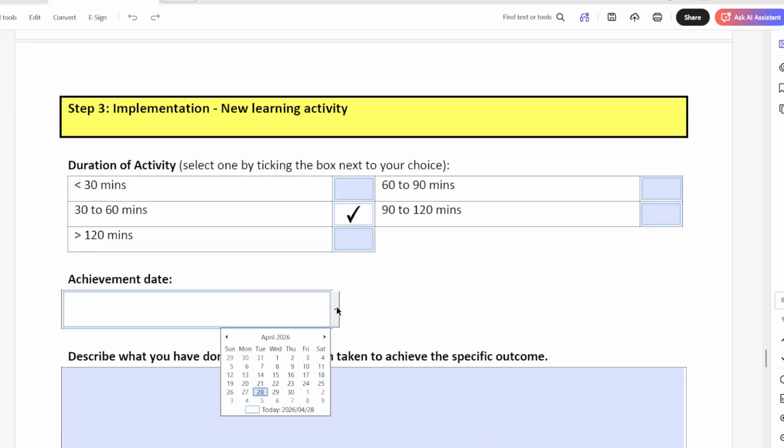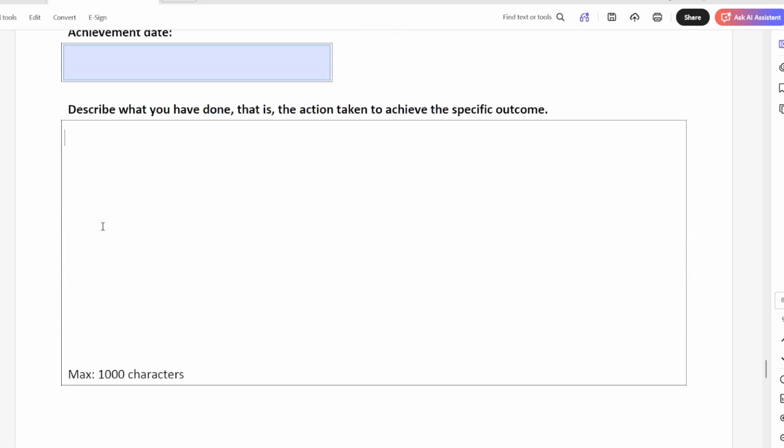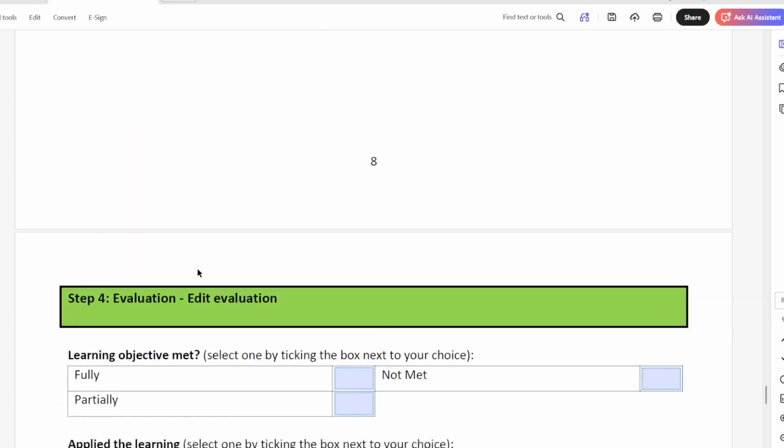The achievement date can be the same as the end date. Maybe use the date where you are loading the CPD. Like today is the 28th of April, then choose that date. And then it allows you to enter the planning, the implementation. Remember, planning, implementation is written in past tense. It tells the story of what you did, where you did it, when, and all of that. Characters are less than 1,000 as well.